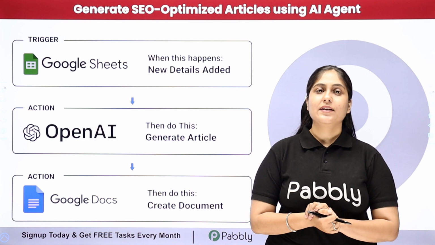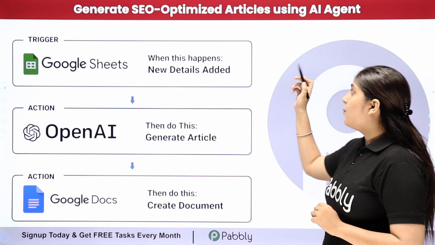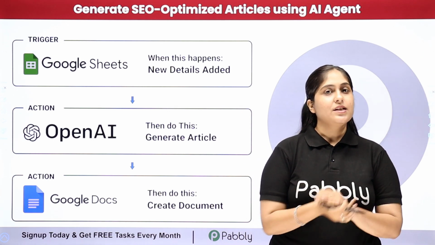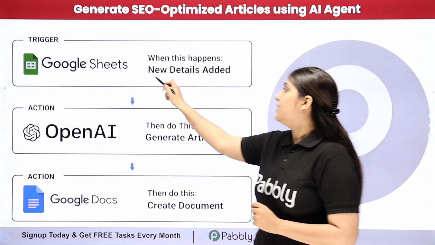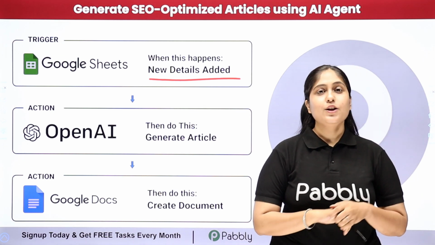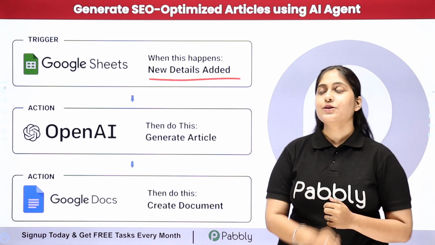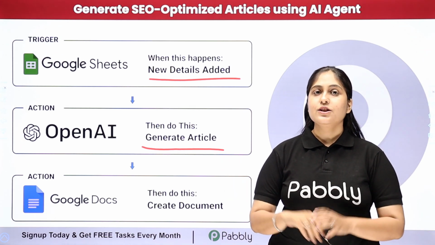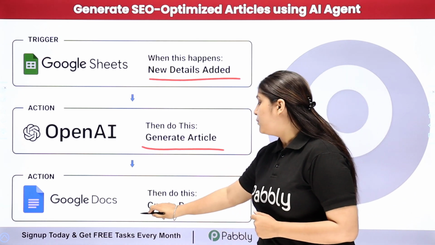In this video we are going to understand how to generate SEO optimized articles using AI agent. So as a content creator, my objective is that whenever I'm going to add a new detail over here in my Google Sheets, then automatically using the details, OpenAI should generate the article. And after generating the article, automatically that should be saved as a new document in my Google Docs.